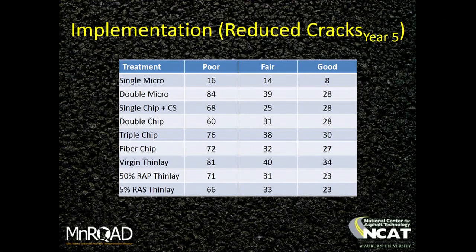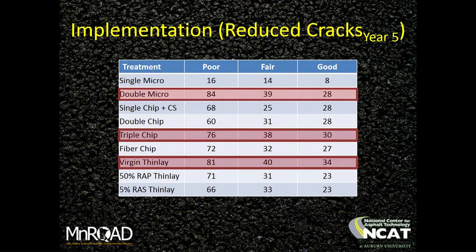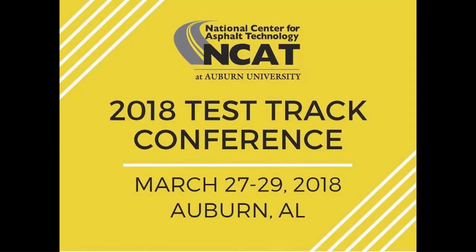Another way to look at the data while we're waiting on all those other numbers to come about is this shows the reduction in cracking, or the separation between the solid line and the dashed lines at year 5. And what's interesting about this is if you compare all those numbers, the double micro, the triple chip seal, and the virgin thin lay are all showing about the same reduction in cracking for pretreatment poor, pretreatment fair, and pretreatment good. So that you can use these criteria to over budget cycles if you're a state agency or a county agency or a city in order to select preservation alternatives that provide the lowest life cycle cost for you.